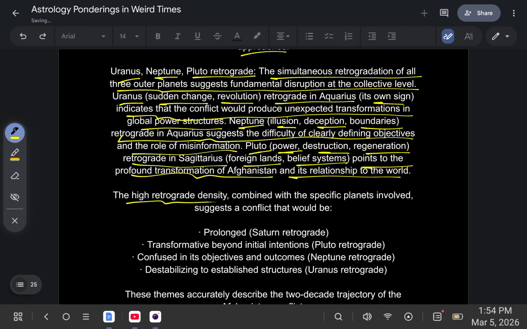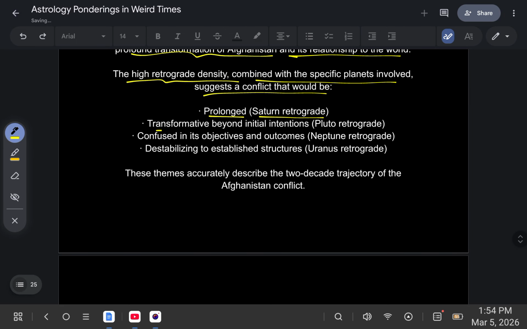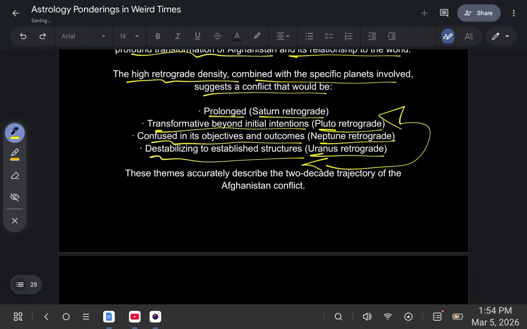The high retrograde density, combined with the specific planets involved, suggests a conflict that would be prolonged. Saturn retrograde, transformative beyond initial intentions. Pluto retrograde, confused in its objectives and outcomes. Neptune retrograde, and destabilizing to established structures. Uranus retrograde. But I'd beg to differ, that's also for Pluto as well. So these themes accurately describe the two-decade trajectory of the Afghanistan conflict.